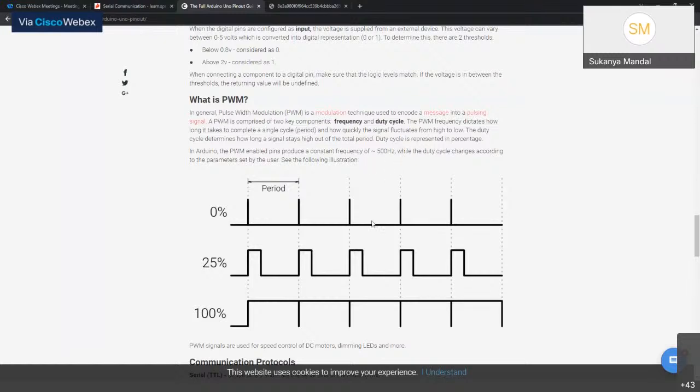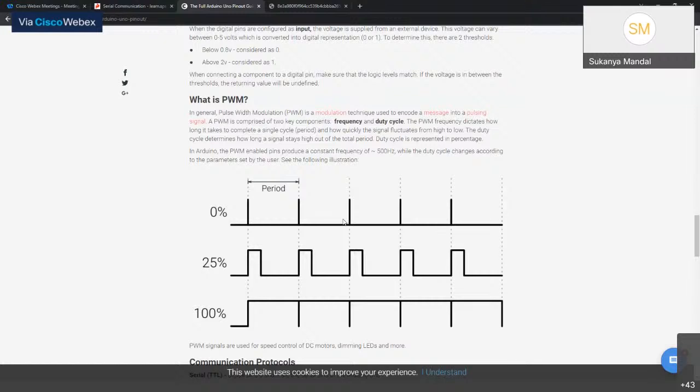Duty cycle is represented basically as a percentage. Now, in Arduino, the pulse width modulation enabled pins produce a constant frequency of 500 megahertz, while the duty cycle changes according to the parameter set by the user. One practical use of these PWM pins would be, let's say, to control the voltage of a connected LED. With the help of pulse width modulation, you can put it in on and off mode, depending on the duty cycle that you have specified, be it 25%, 50%, 75% or 100%.